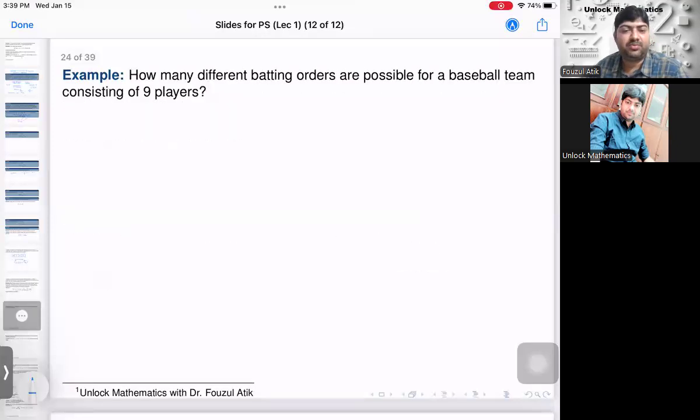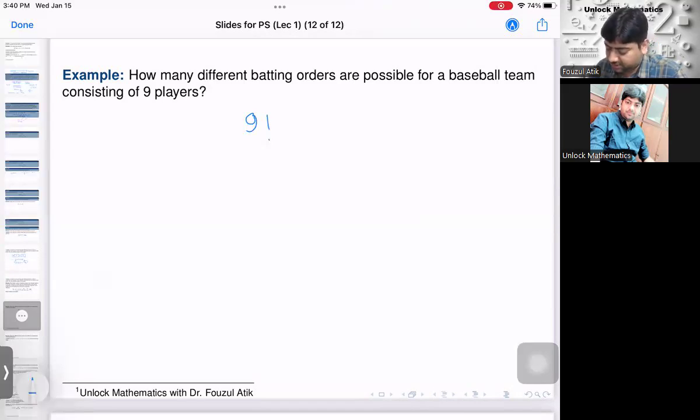Now think about this example. How many different batting orders are possible for a baseball team consisting of 9 players? Very easy. One line answer. Yes. Each batting order basically means one permutation of the 9 players. So whenever you change the batting order, you will get a different permutation of these 9 players. So in how many ways can you do it? Yes, certainly the answer is 9 factorial.